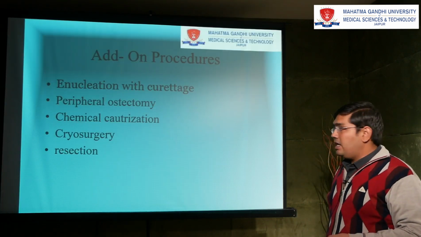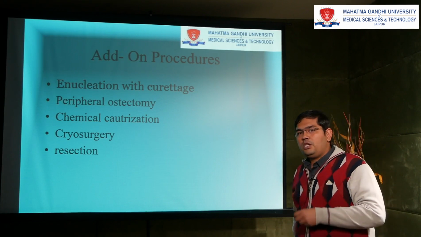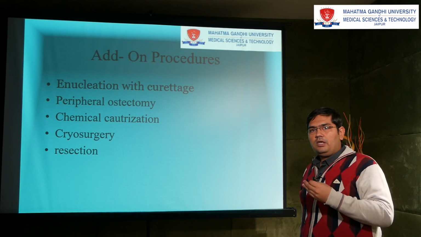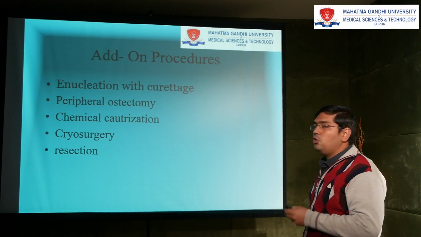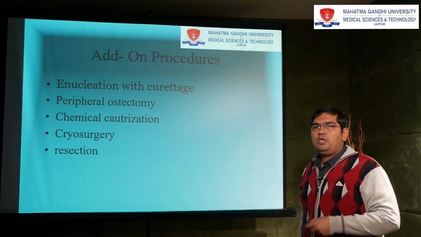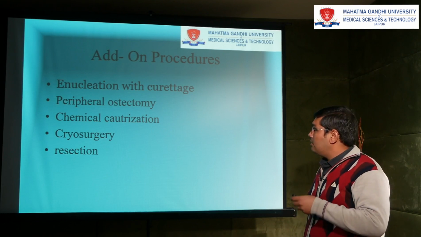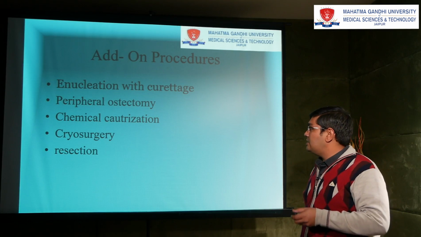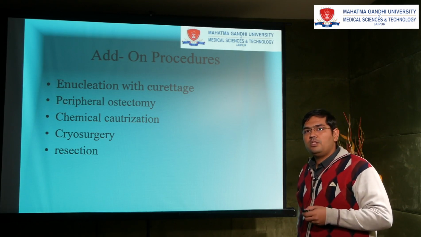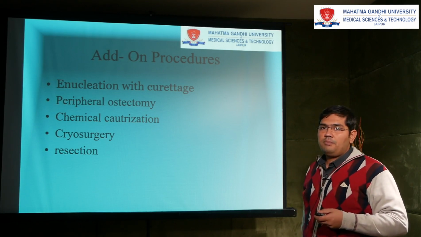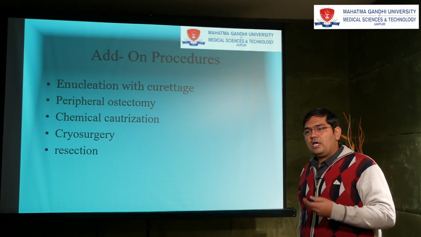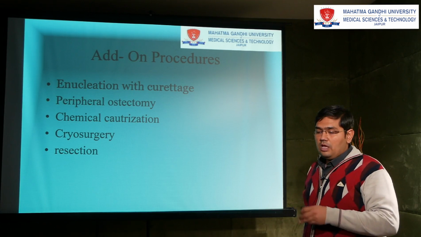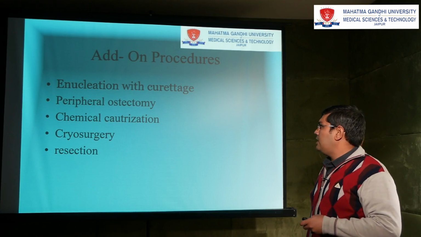An add-on procedure which can be done along with enucleation is enucleation with curettage or scraping of the bone, so that chances of any left behind remnants of lining should not be there. Peripheral ostectomy, we can remove a further few millimeters of the bone using a round burr inside the bony cavity where we have removed the cyst. These procedures are basically to avoid chances of any left behind remnants of cyst lining, so as to avoid the chances of recurrence of the cyst.